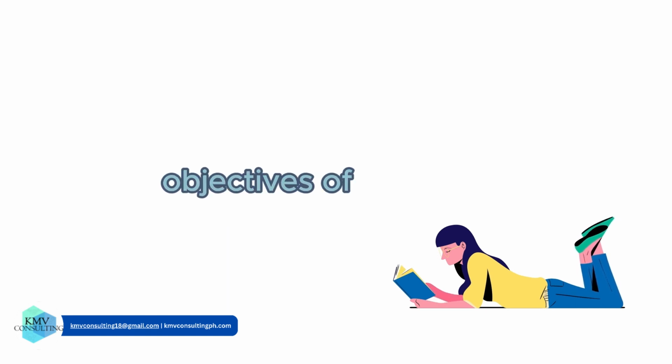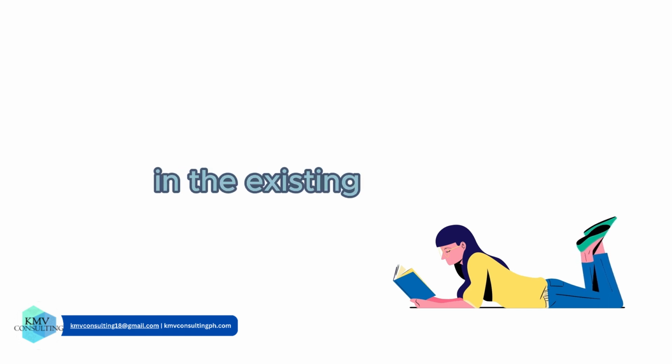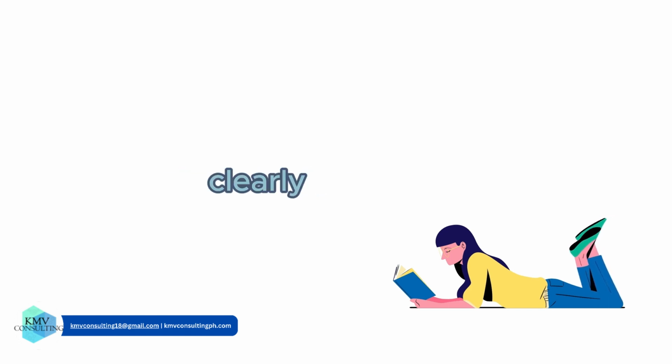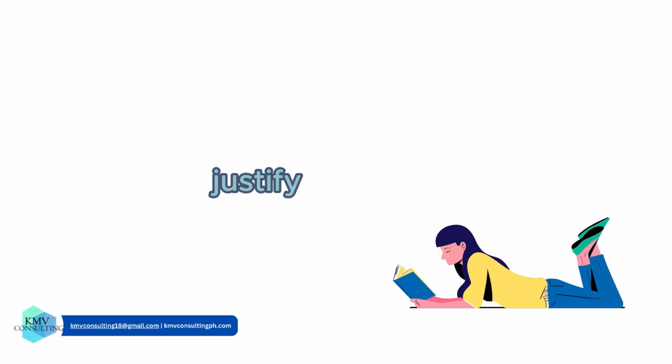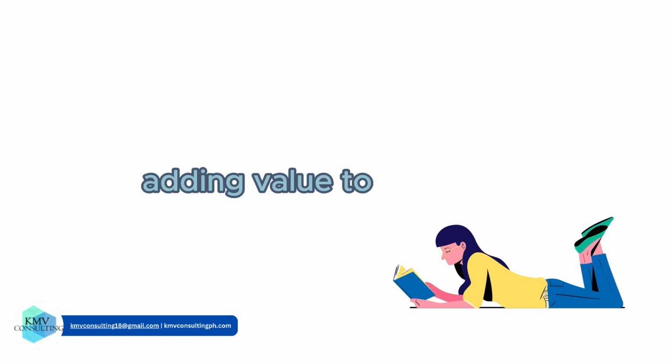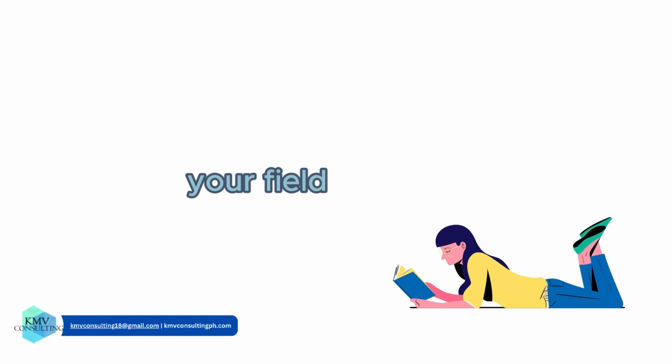One of the primary objectives of the Related Literature and Studies section is to identify gaps in the existing research. Clearly articulate these gaps and explain why they matter. Justify the need for your study by highlighting how it addresses these gaps, adding value to the academic discourse and contributing to the advancement of knowledge in your field.